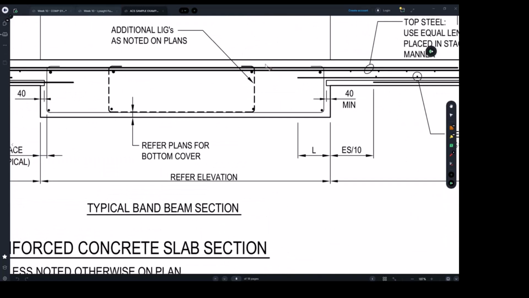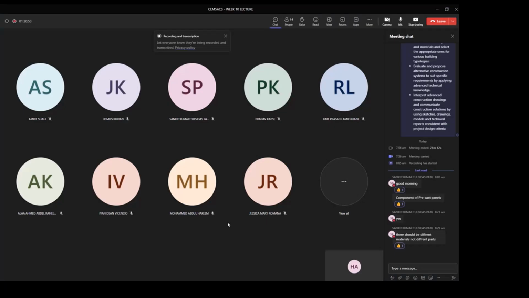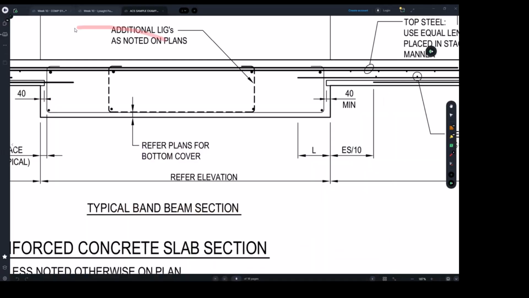Guys, if you don't understand, ask me here. Just unmute or send me a text. So what's this? Can someone tell me what's this I'm circling around? What's this element?